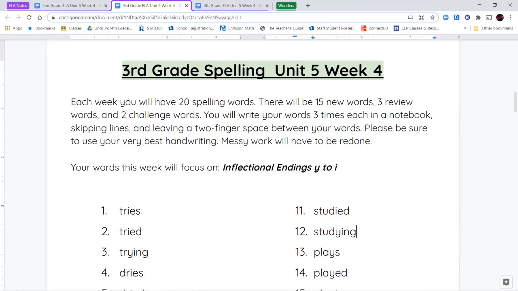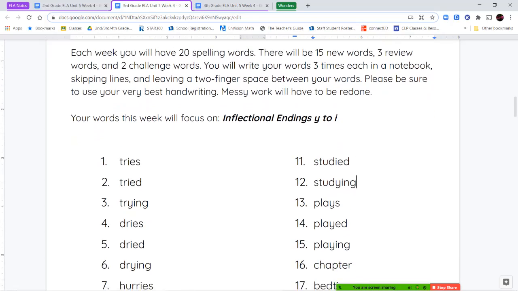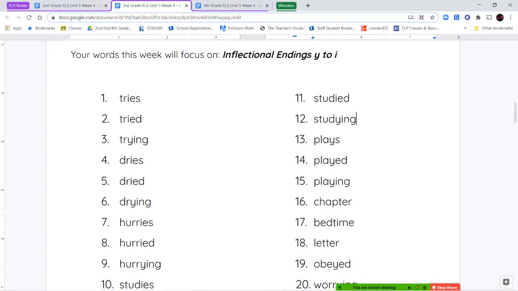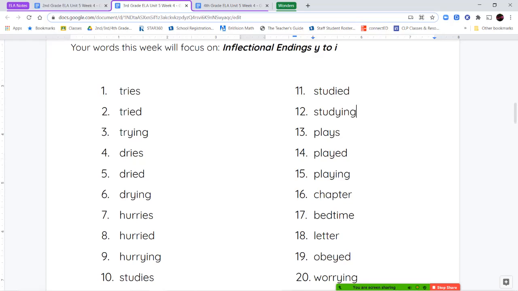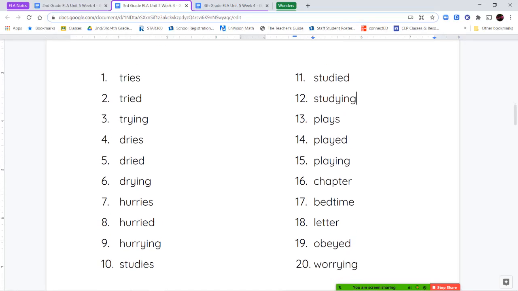Our spelling words for this week are when we're adding inflectional endings and we have to change the Y into an I. So we've talked about this before, but now we're going to see it in our spelling words as well. So we have the word tries, tried, and trying, dries, dried, and drying, hurries, hurried, and hurrying, studies, studied, studying, plays, played, playing, chapter, bedtime, letter, obeyed, and worrying.